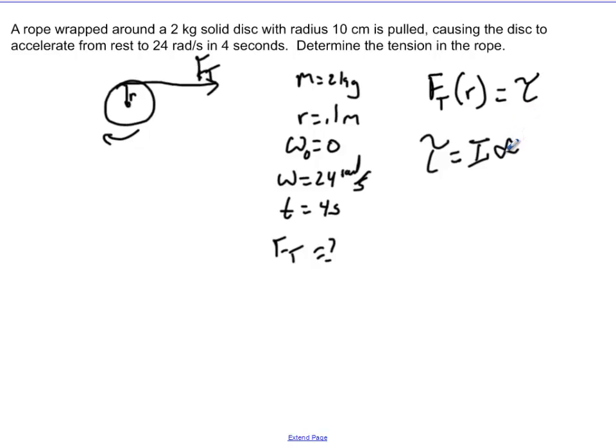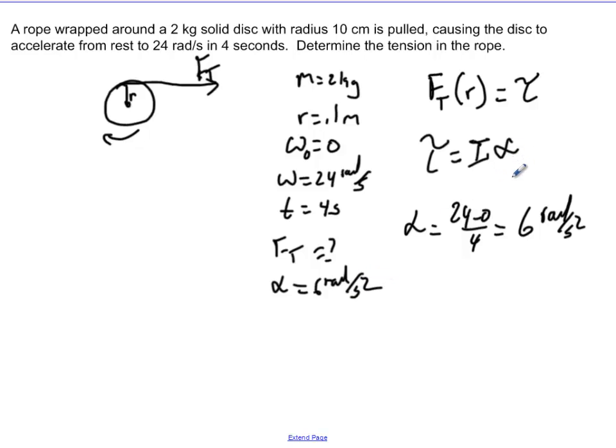And I actually can get the angular acceleration because I know the change in angular velocity and the time. So I can say alpha is equal to 24 minus 0 over 4, which equals 6 radians per second squared. So I just got one more piece of known information. Now if I can get the moment of inertia, I can find the torque. If I can find the torque, then I can find the tension. So now all I need is the moment of inertia.